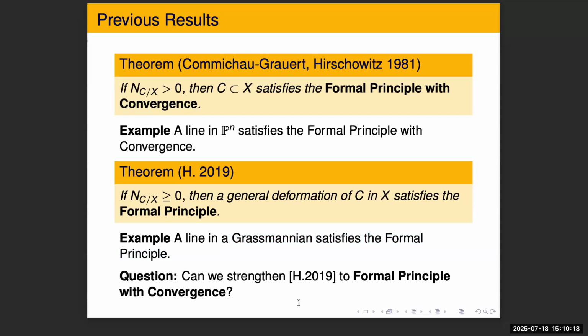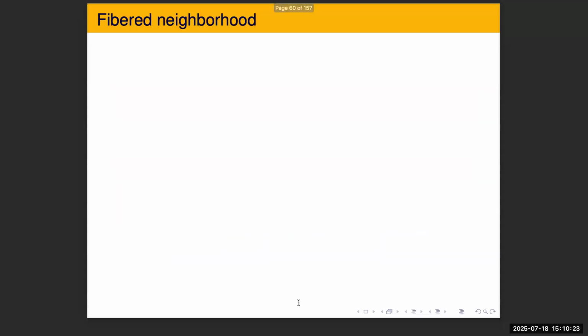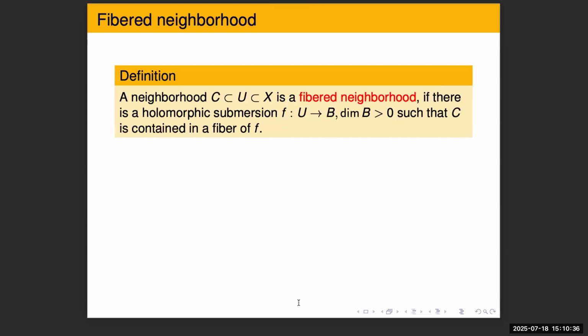So when can we strengthen this to the formal principle with convergence? And there's an obvious counterexample. So there's an obvious bad situation, which I will name a fibered neighborhood in this talk. We say that a neighborhood of the rational curve is a fibered neighborhood if there is a holomorphic submersion of the neighborhood, a non-trivial submersion, such that the curve is contained in a fiber.